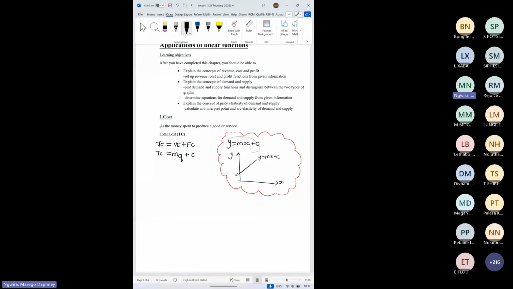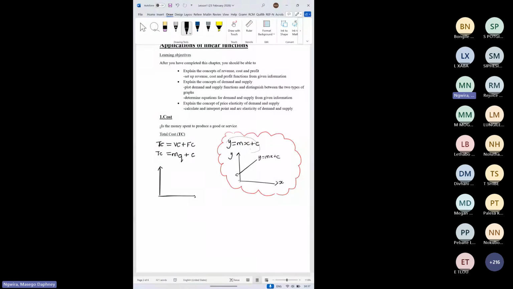If I was to plot the graph of a total cost function, I'm going to have my two axes, the y and the x. But in this case, my y is going to be represented by what? By TC. Remember, it's y equals mx plus c. So my TC has to be on this side.